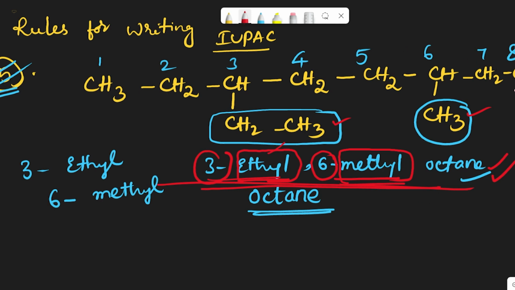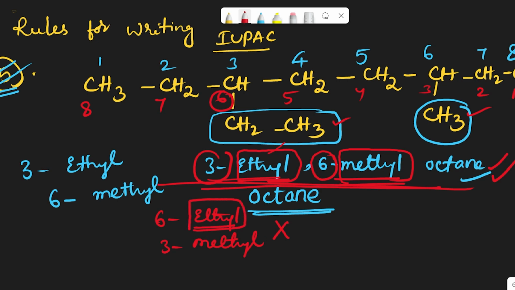Suppose I give the numbers from right to left, 1, 2, 3, 4, 5, 6, 7, 8. Then it is wrong, because while numbering from right to left, ethyl will come at the sixth position and methyl at the third position. Is it okay? So this is wrong, because in alphabetical order ethyl comes first, and the substituent that comes first alphabetically should be given the lower number. So that's why this way is the correct one.